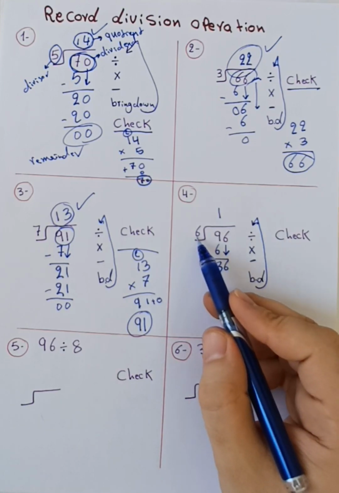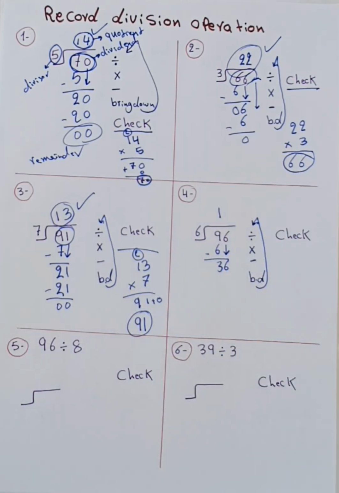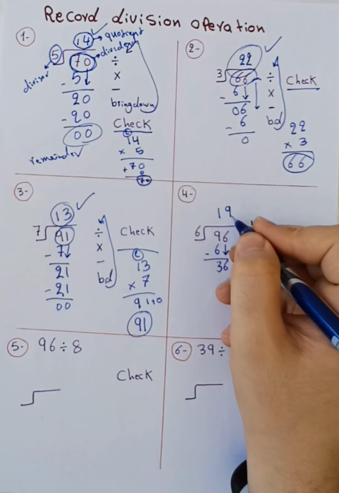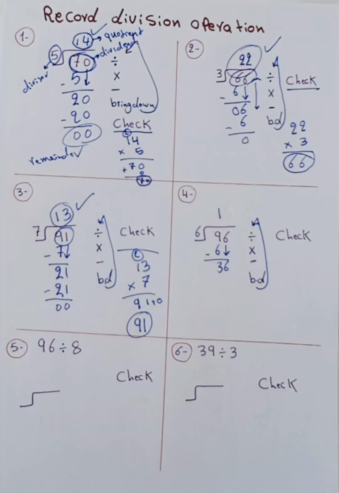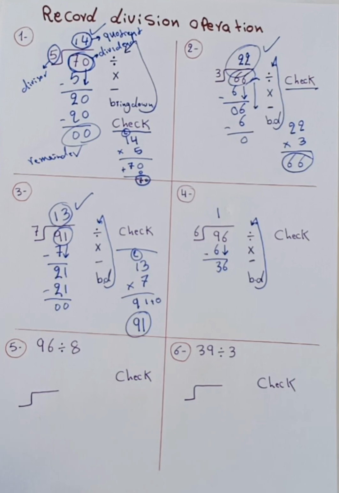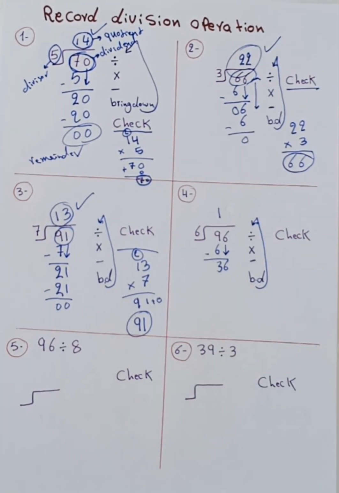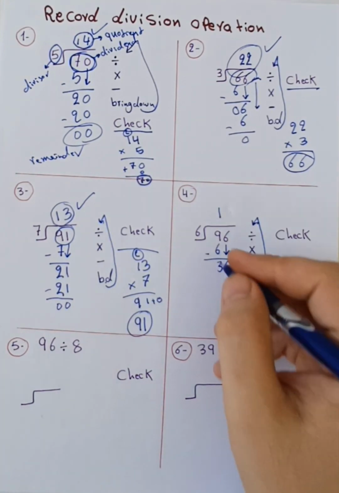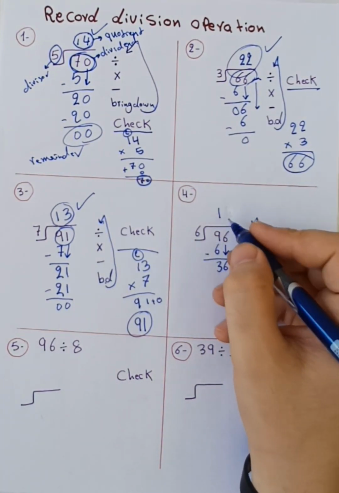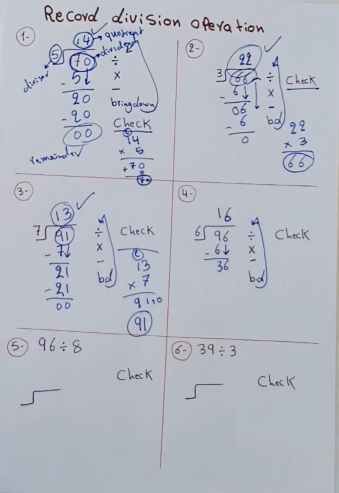36 divided by 6, it means which number multiplied by 6 equal to 36? We have 9. Sorry, because 9 multiplied by 6, we get 54. 54 is greater than 36. So 9 is too much. The suitable number, which number multiplied by 6 equal to 36, is 6.